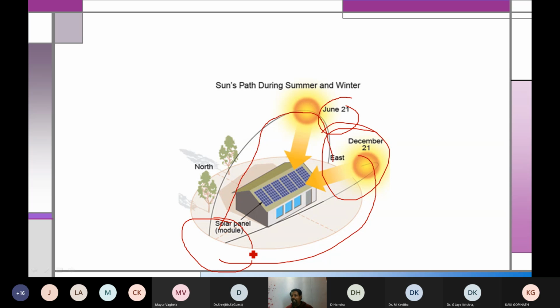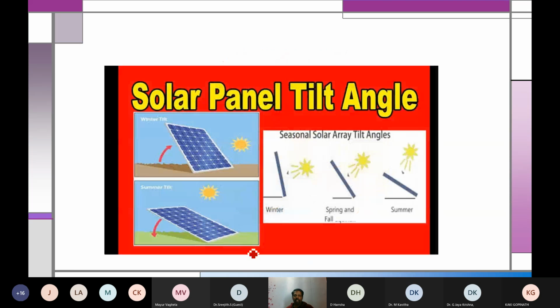Okay, so just understand, when you go from place to place, the tilt angle is different, and from season to season, this angle is also different. So when you want to go for a perfect design, you need to take care of each and everything, if you want a perfect design of a solar panel system. And you can see, right, the winter tilt angle is different and the summer tilt angle is different.